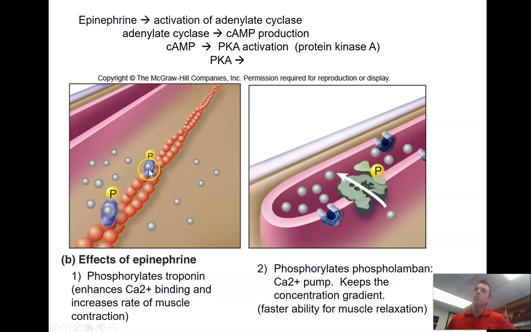By phosphorylating troponin, the affinity for calcium is higher. So troponin is going to bind to calcium much faster, and so that leads to faster contraction. And then phosphorylation of phospholamban actually makes that pump work faster. So not only do you get faster contraction, you get faster relaxation. And that makes sense because if you have an adrenaline rush, your heart starts beating faster because you're getting ready for the fight or flight response. So phosphorylation at the end of the signaling cascade causes a functional change in troponin, a functional change in this pump, and your heart beats faster.